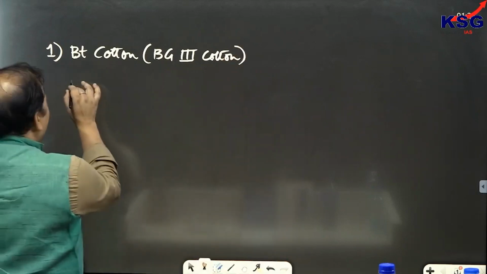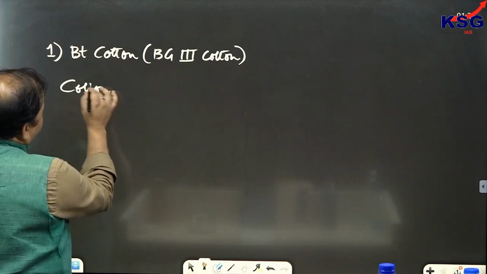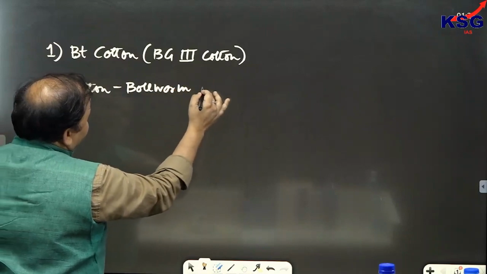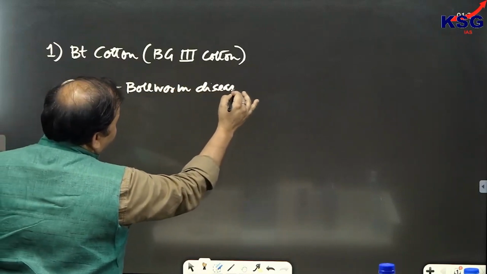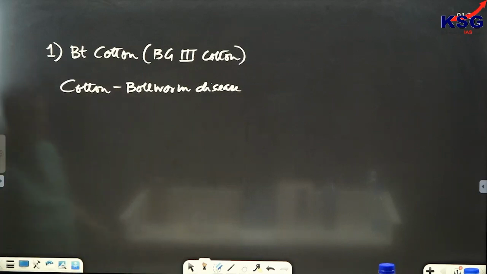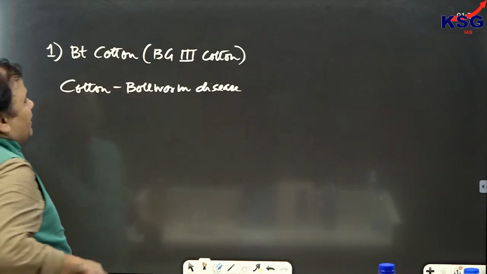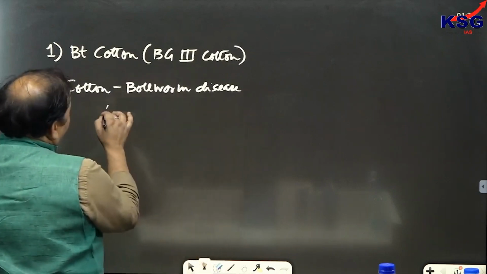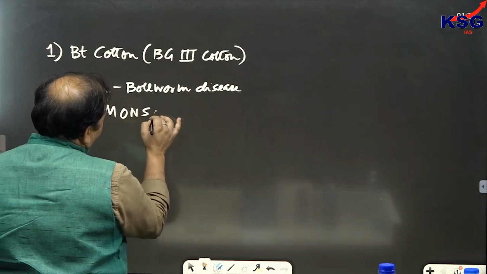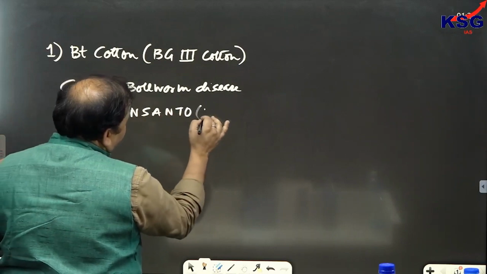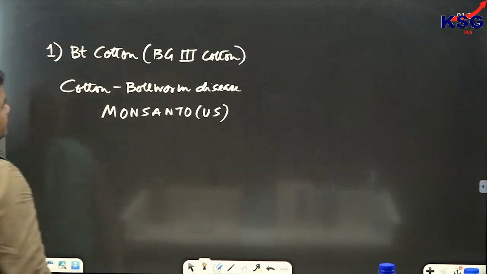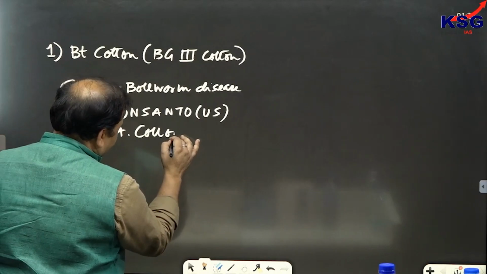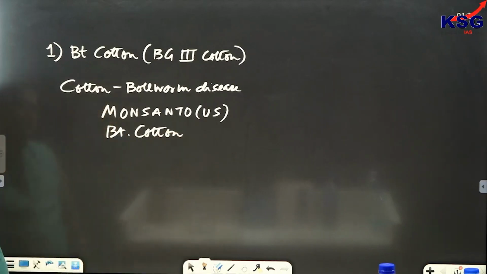Now, cotton suffers from a disease, and that's called bollworm disease, because of which the production of cotton happens to be low. So a company called Monsanto, a US company, developed a variety of cotton which is called BT cotton.